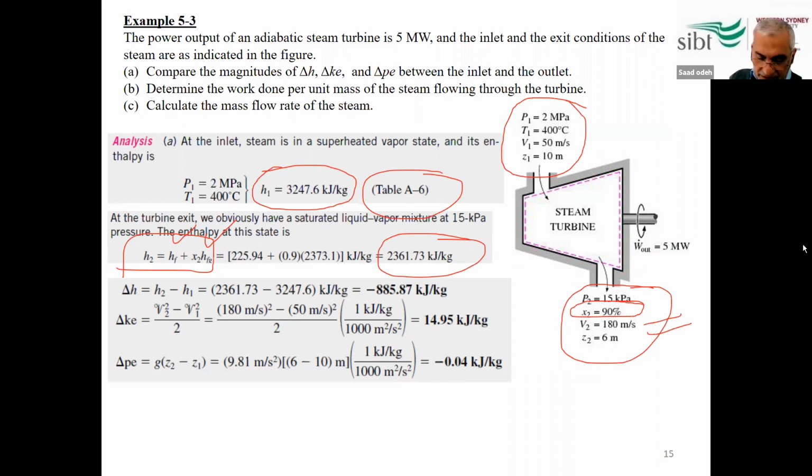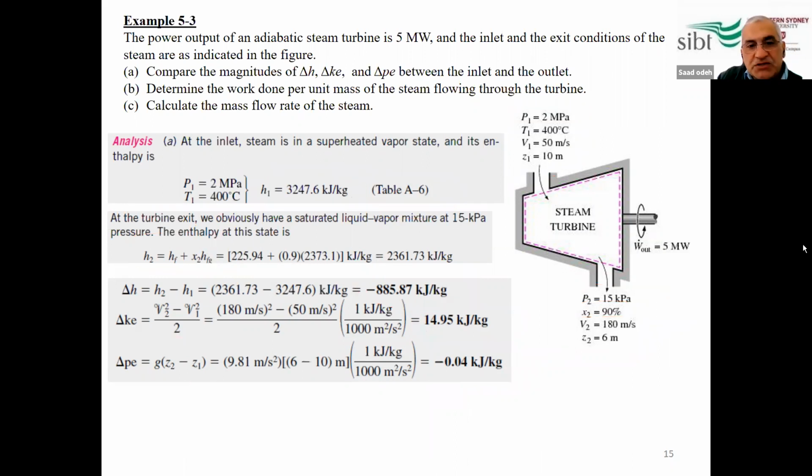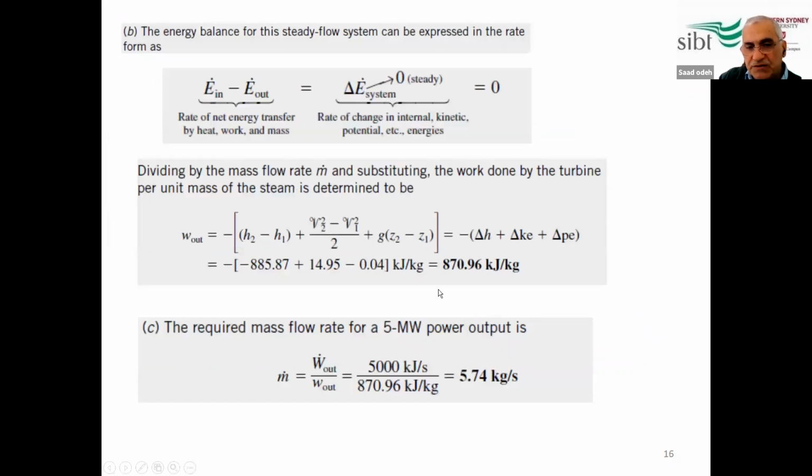So once we know H1 and H2, you can find delta H, and also you can find delta K from this equation, and delta potential, you can find it also. You can tell that these two values are very small compared with the delta H. All right. So this is how to solve this question. I don't want to take too long on this, and you can finish the other part of the question.